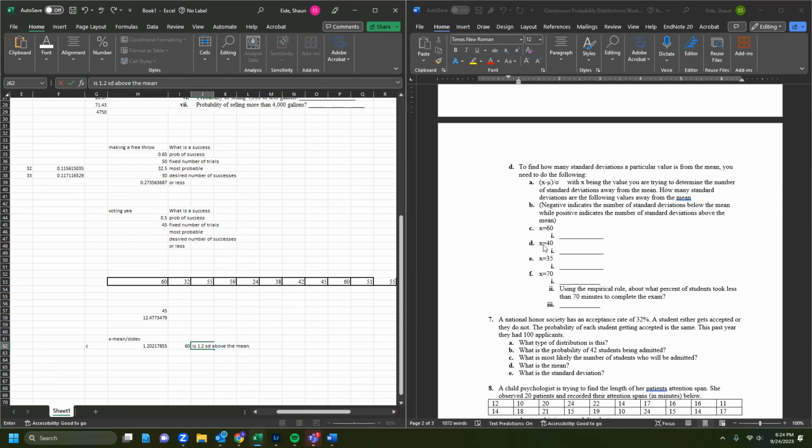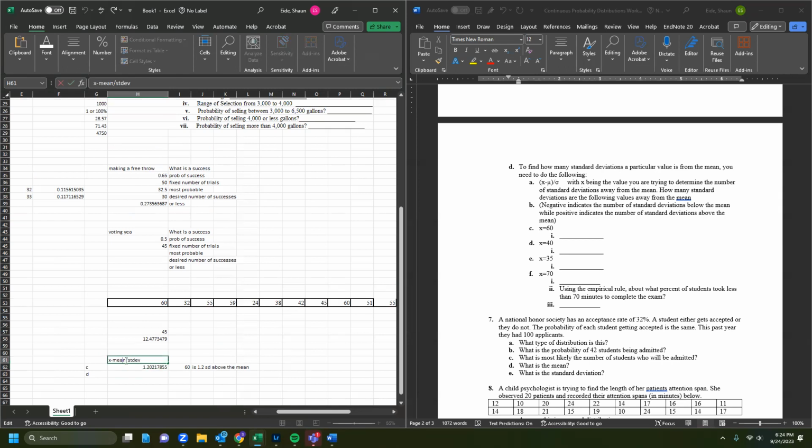Okay. So now we got 40. C, D, 40. Let's do, and I'm going to rewrite this a little bit. Equals 40 minus 45 divided by the standard deviation and gives us 40 is 0.4 standard deviations below the mean.